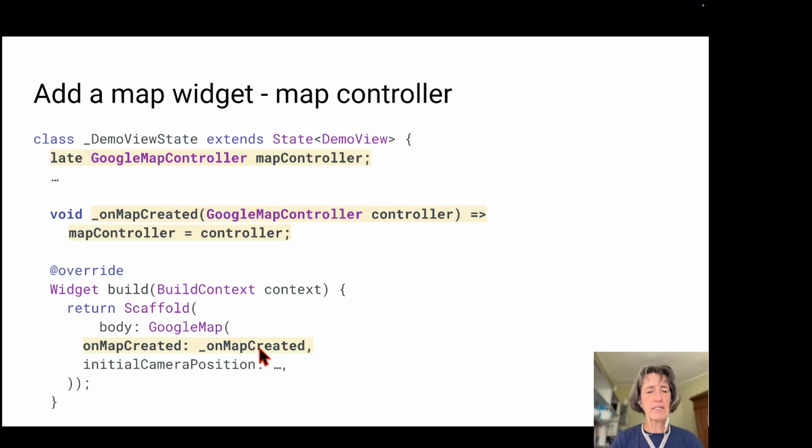On map created takes a callback. The Google Map widget creates a controller during setup, and this controller is useful to access outside, so we need to hand it over. That's what this callback does. It's called with my controller variable, and it assigns the internal controller to my controller, basically handing out control. So that is on map created.